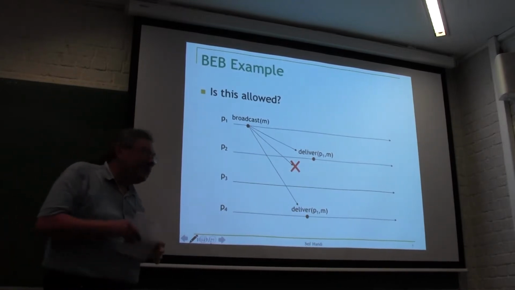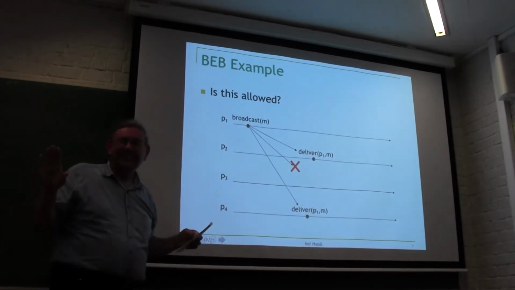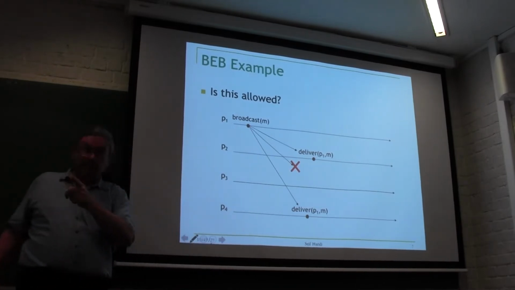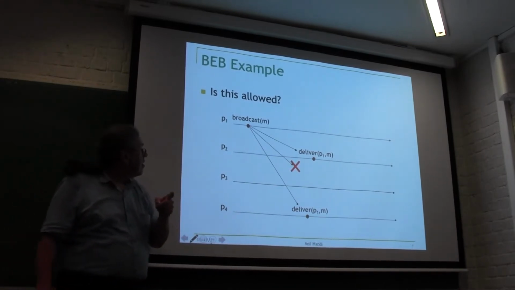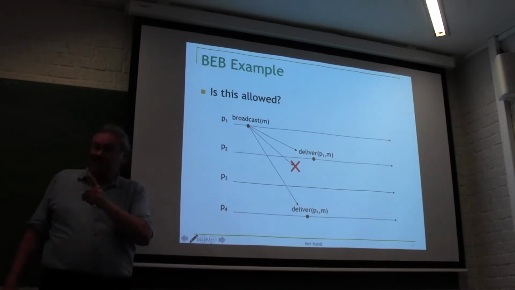It has to be delivered eventually. Eventually? Where? Because P hasn't crashed. Because P1 has not crashed. So P2, P3 must. And the others have not crashed either. Right? You're getting it, huh?